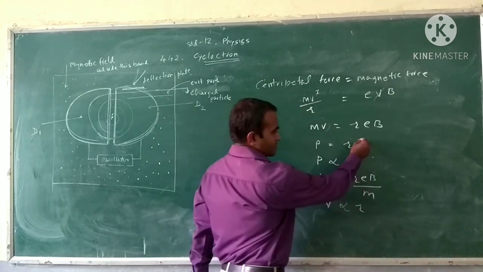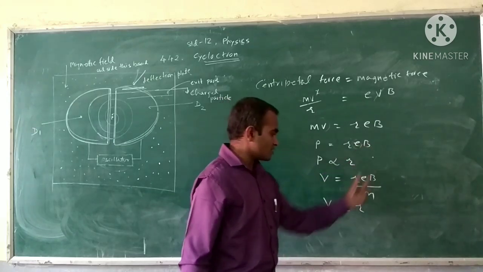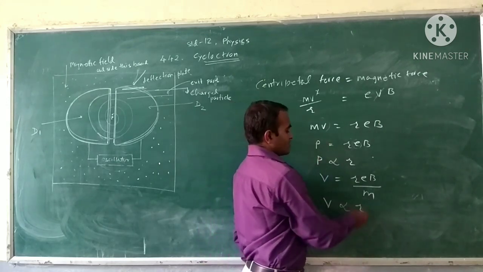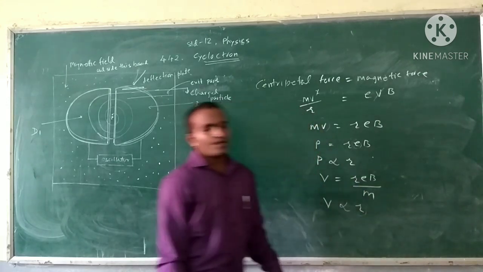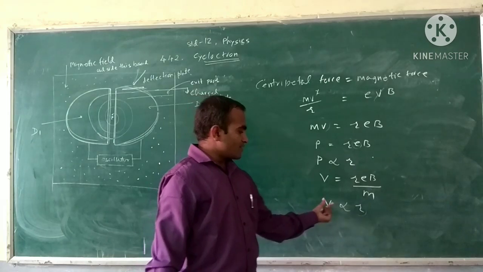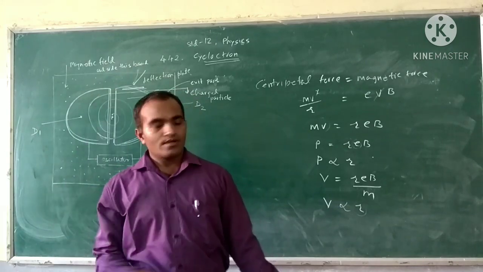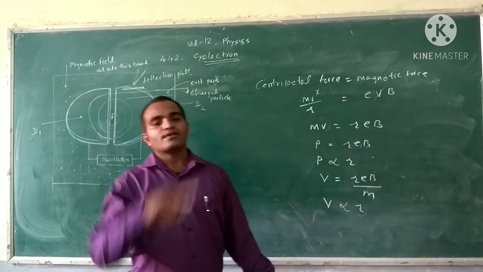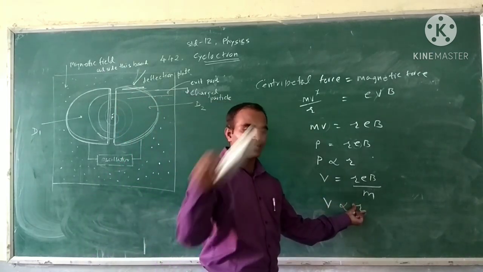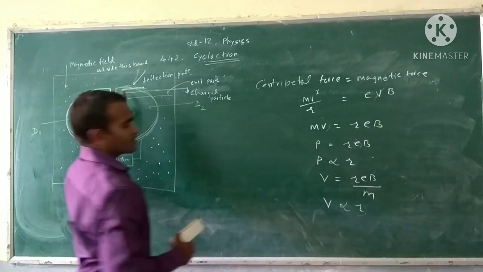Why is it proportional? Because the value of e is constant, B is an external magnetic field which is also constant, and mass is constant. So velocity or linear momentum is proportional to radius. It means when velocity increases, the radius of the circulating path will also increase. Once again, if velocity increases, the radius of the circulating path increases. We will use this principle in this cyclotron.